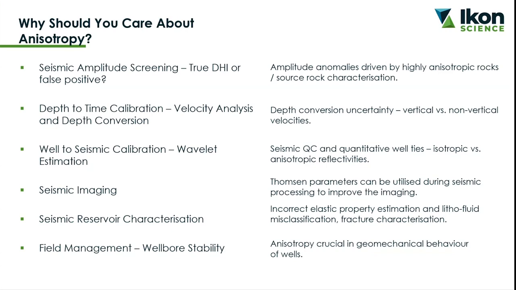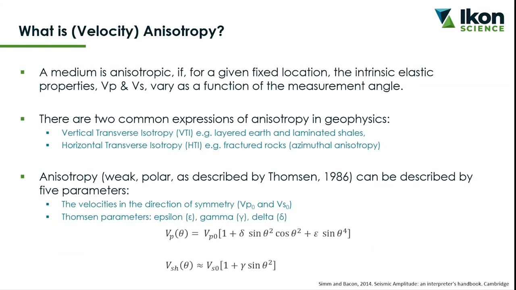So what is velocity anisotropy? Well, one of my good colleagues came up with the answer: well, it depends on how you look at it. And of course, that's exactly what anisotropy is. A medium is anisotropic if, for a given fixed location, the elastic properties, Vp and Vs, vary depending on the measurement angle.